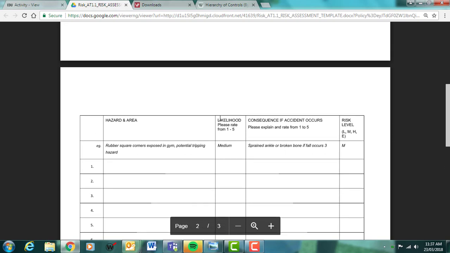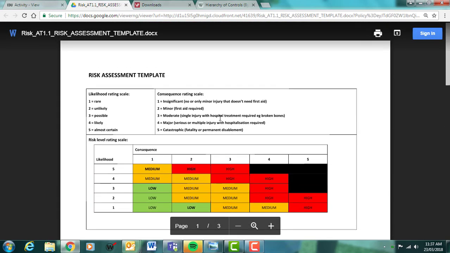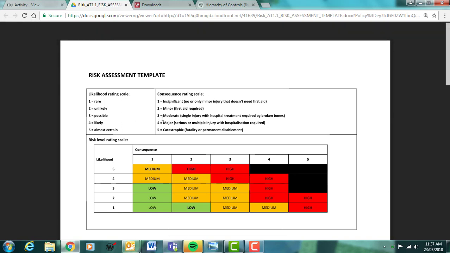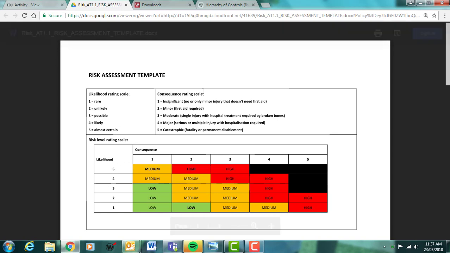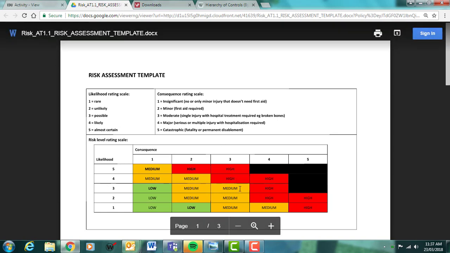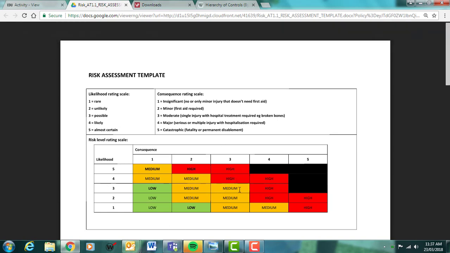So if we go up, they're saying the likelihood is possible. The consequence is moderate, so single injury with hospital treatment required, such as a broken bone. And if we have a look at the likelihood of a 3 and the consequence of a 3, that then becomes a medium risk.